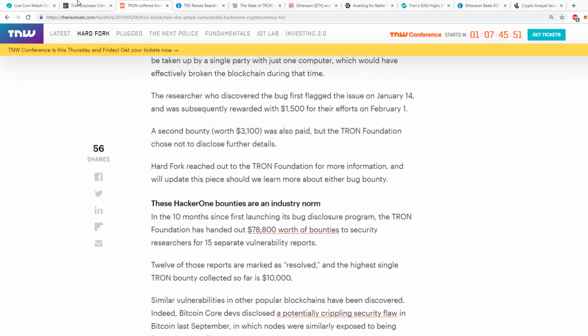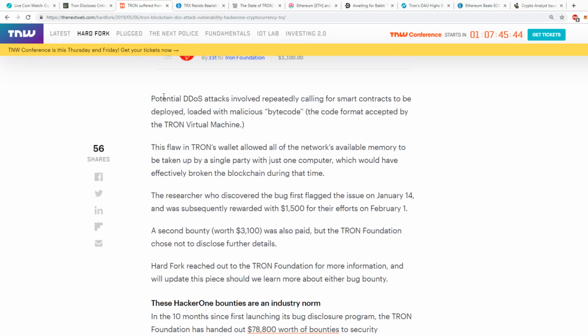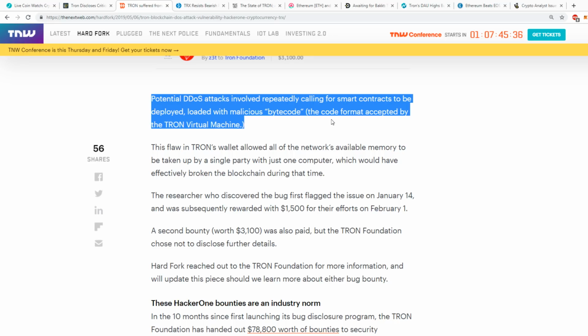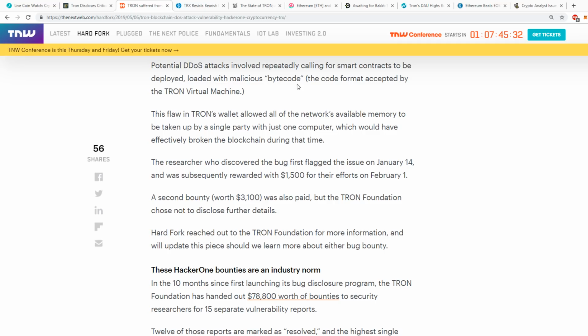But what we did not know in the first article is actually this part right here. This flaw in Tron's wallet allowed, let's actually read from here: Potential DDoS attacks involved repeatedly calling for smart contracts to be deployed, loaded with malicious bytecode, the code formatted accepted by the Tron virtual machine. This flaw in Tron's wallet allowed all of the network's available memory to be taken up by a single party with just one computer, which is not supposed to be that way, which would have effectively broken the whole blockchain during that time.